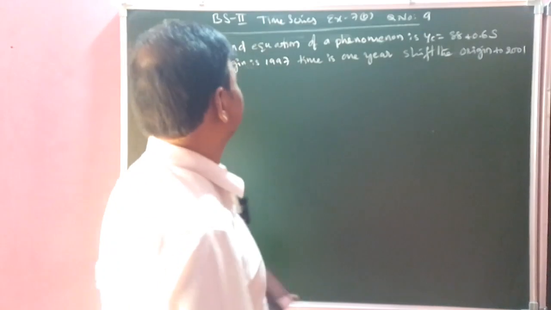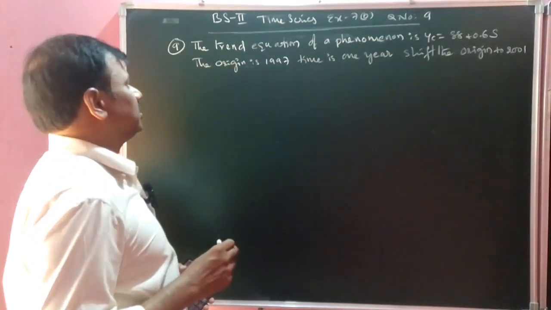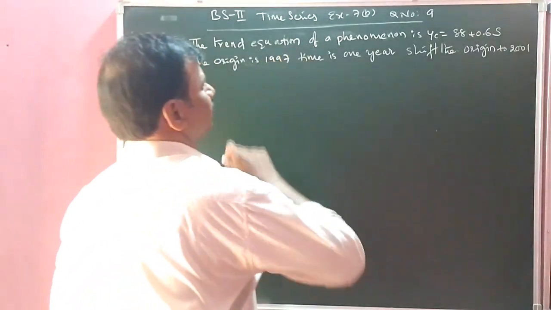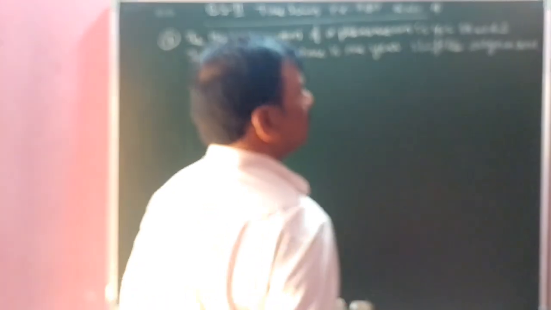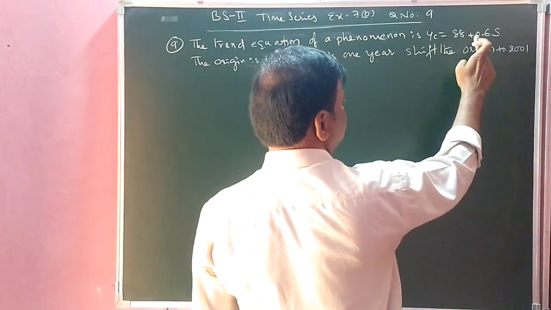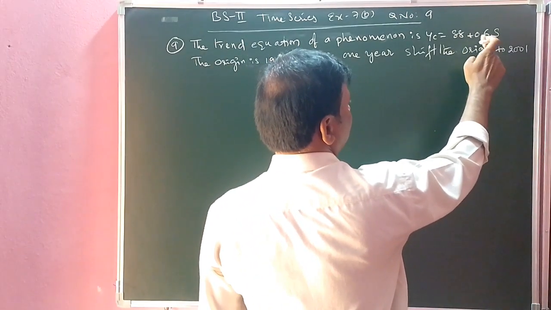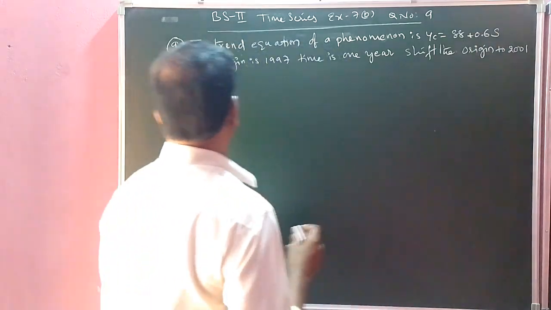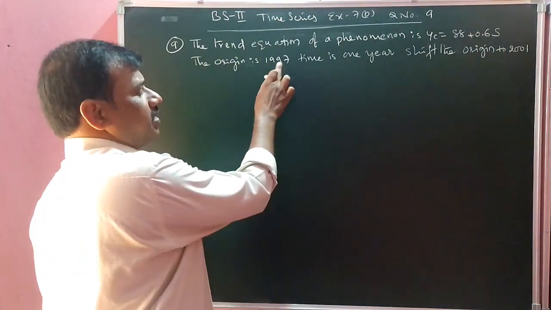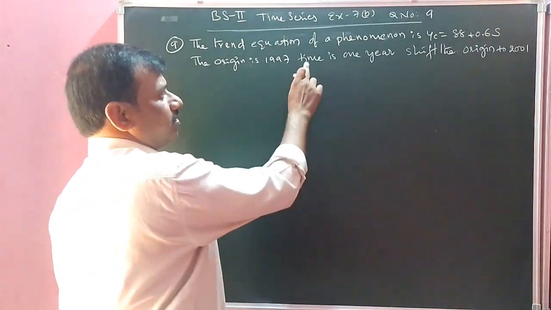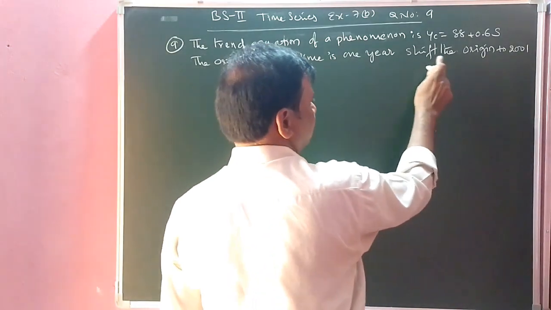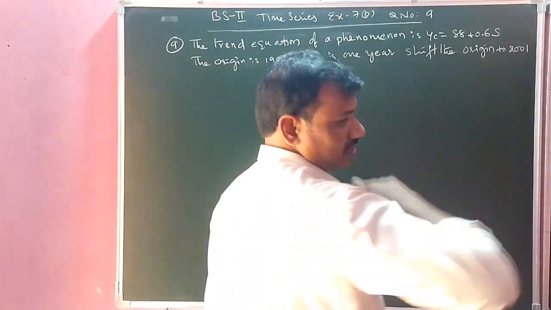Next question. Ninth question: the trend equation of a phenomenon is YC equal to 88 plus 0.6x. The origin is 1997. The time unit is 1 year. Shift the origin to 2001.